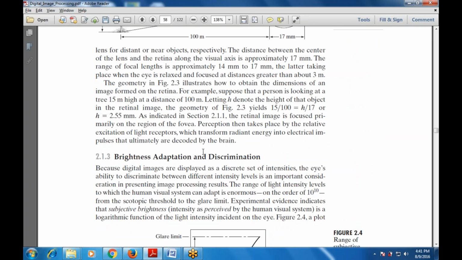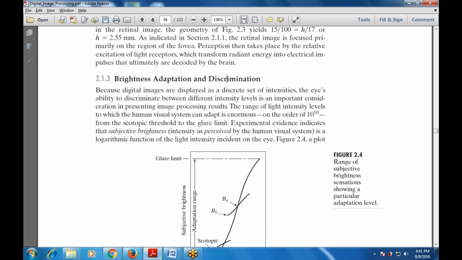Next one is brightness adaptation and discrimination. Now, what are the three terms that are used? One is brightness, one is adaptation, one is discrimination. Because digital images are displayed as a discrete set of intensities, the eye's ability to discriminate between different intensity levels is an important consideration in presenting image processing results.